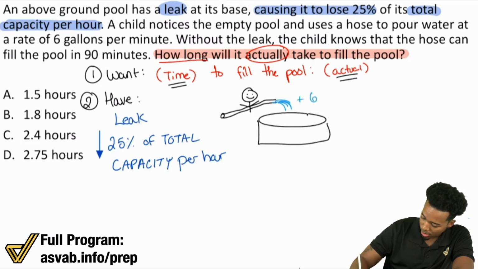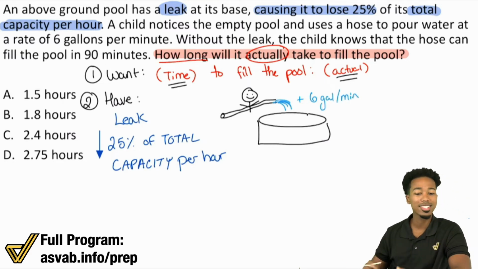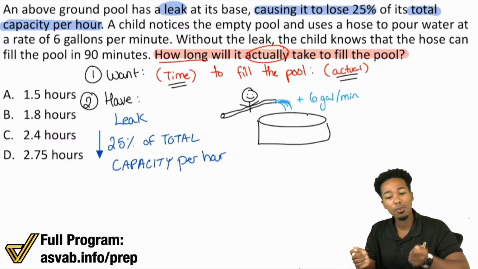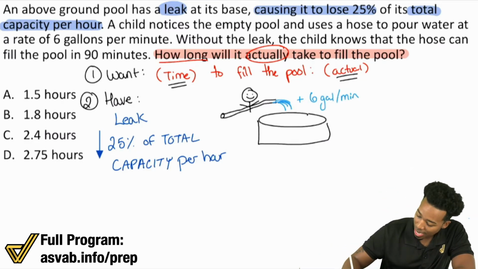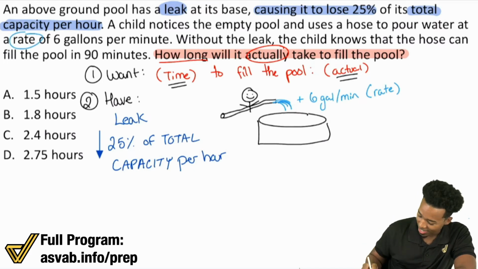So plus 6 gallons per minute. Again, I'm just visualizing it, right? Just having a little fun with it. But we're filling that pool up at a rate of 6 gallons per minute. And you can consider that a rate. Again, it says it right there. A rate of 6 gallons a minute. So we can absolutely perceive that as a rate.